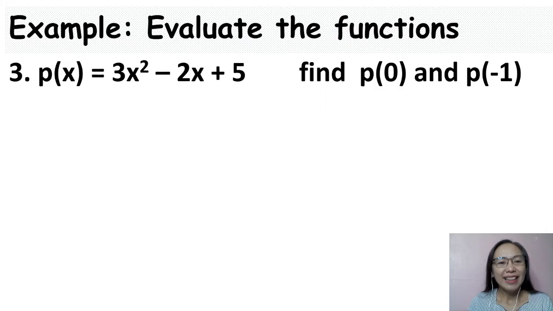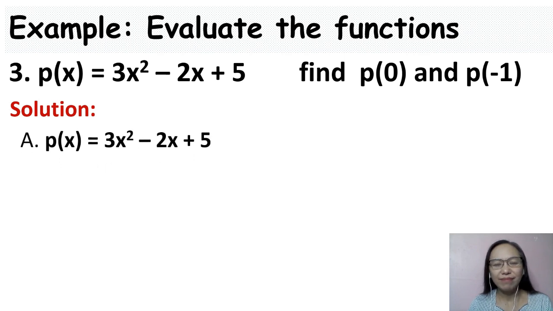Okay, let's continue with our examples. Let us evaluate the functions again. So we have here a polynomial. P of x is equal to 3x squared minus 2x plus 5. We are asked to find p of 0 and p of negative 1. So let's look at this. We will start with p of 0. So we will copy the original equation, as we have done a while ago in the first examples.